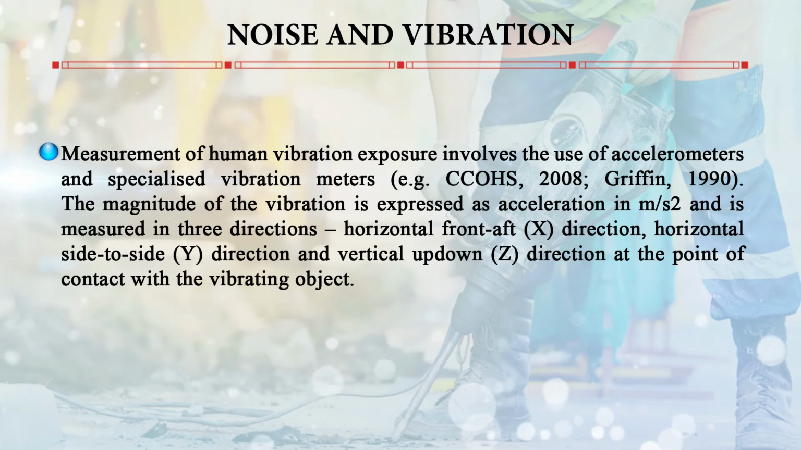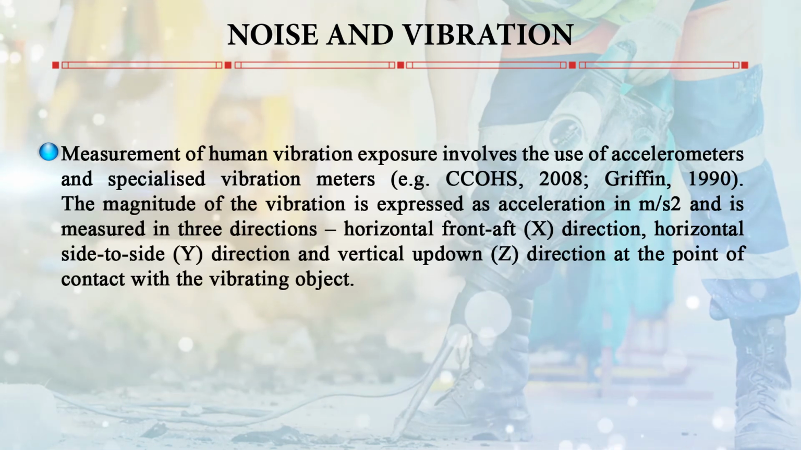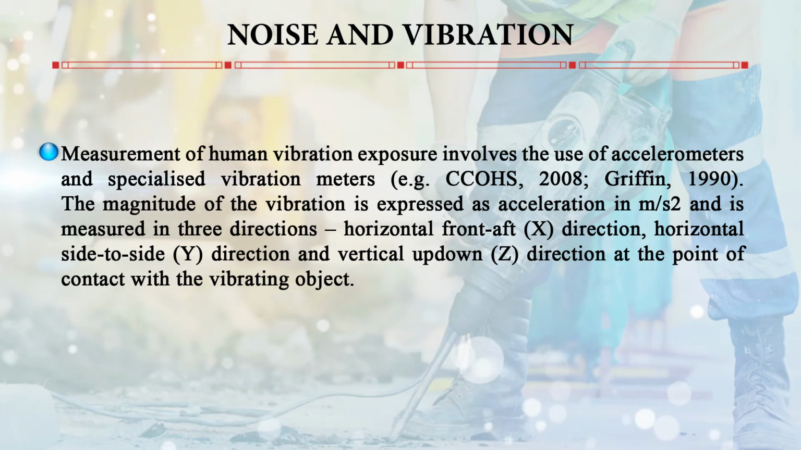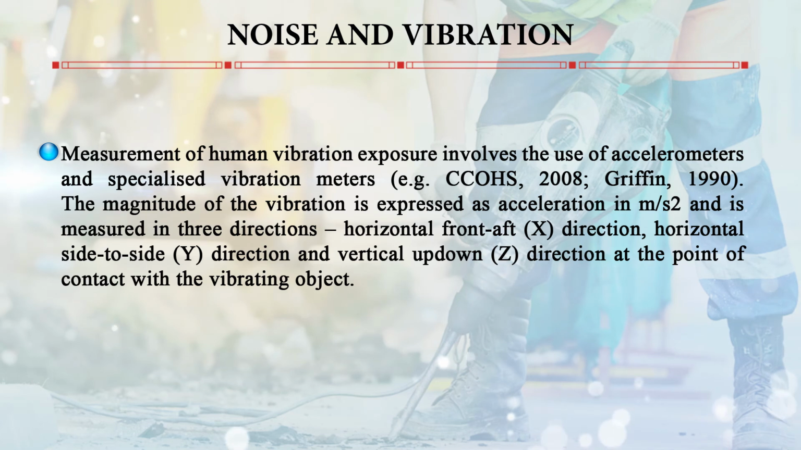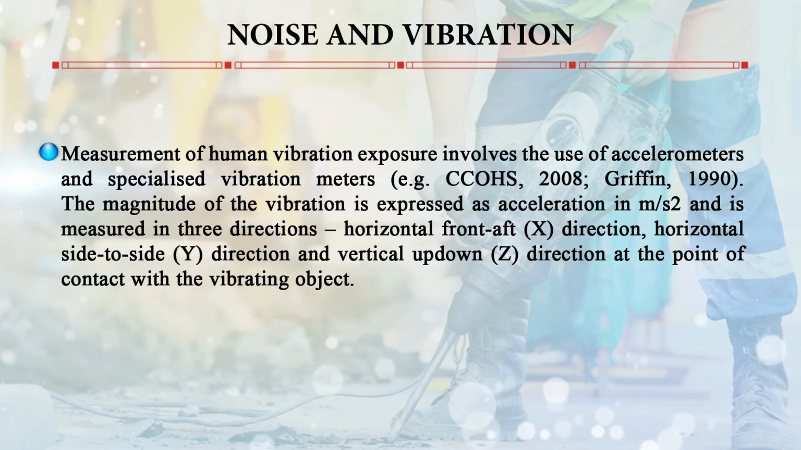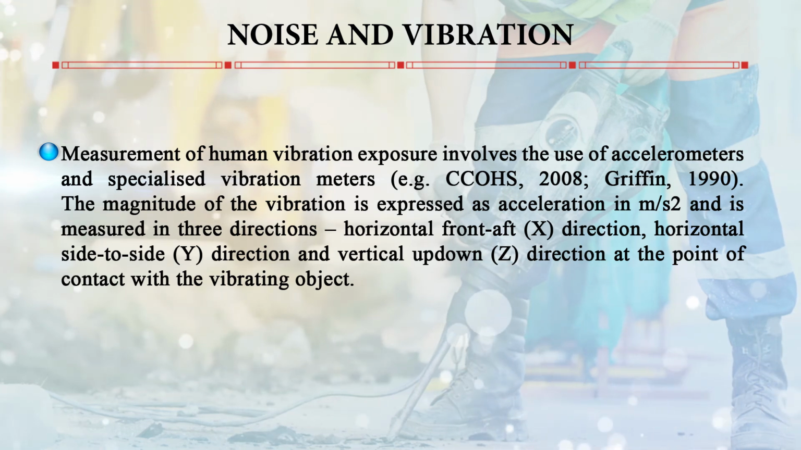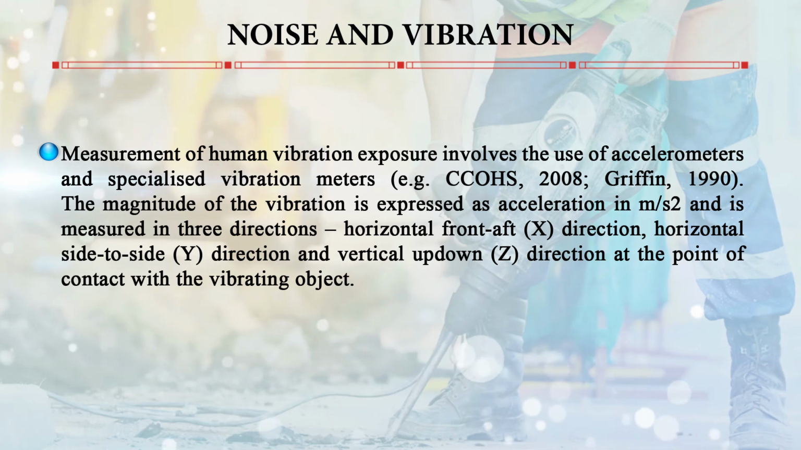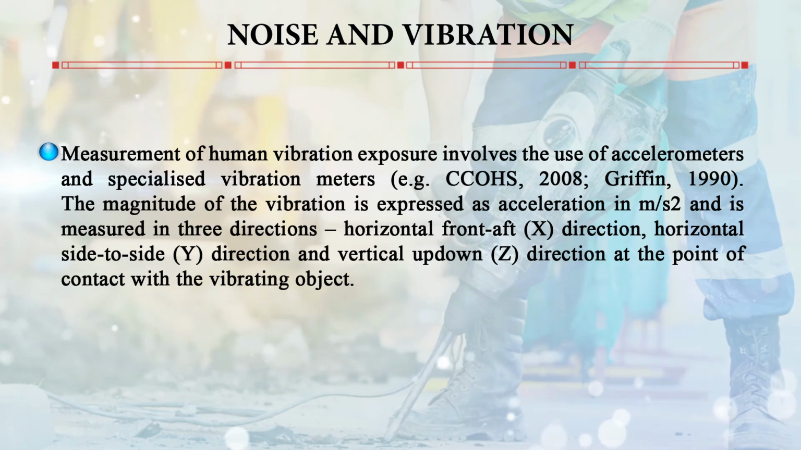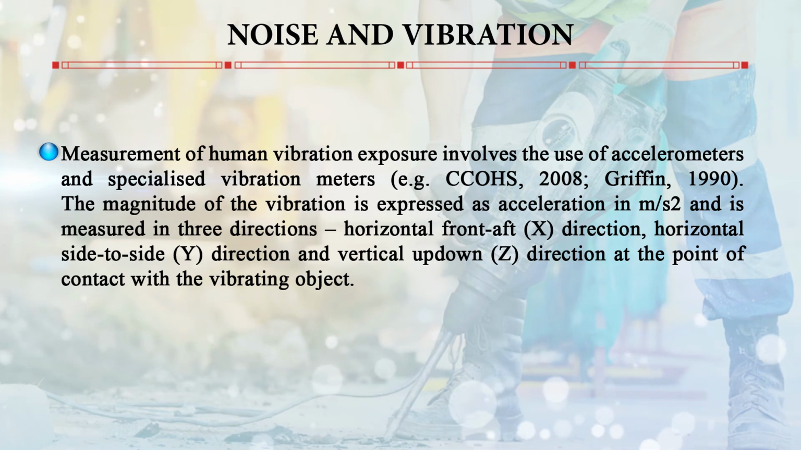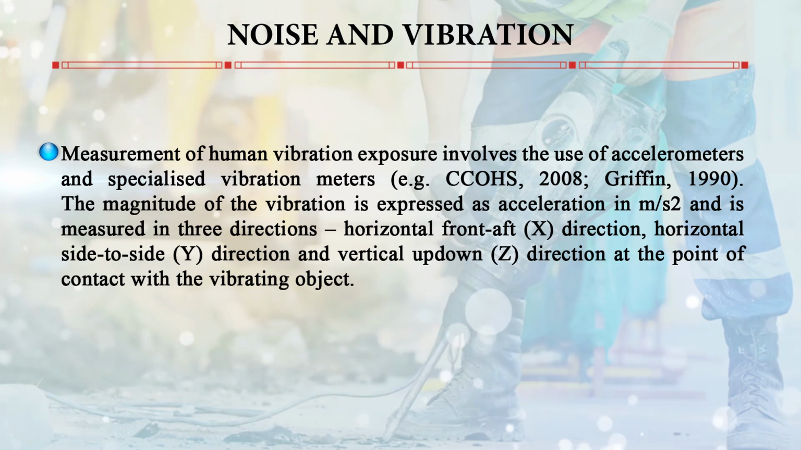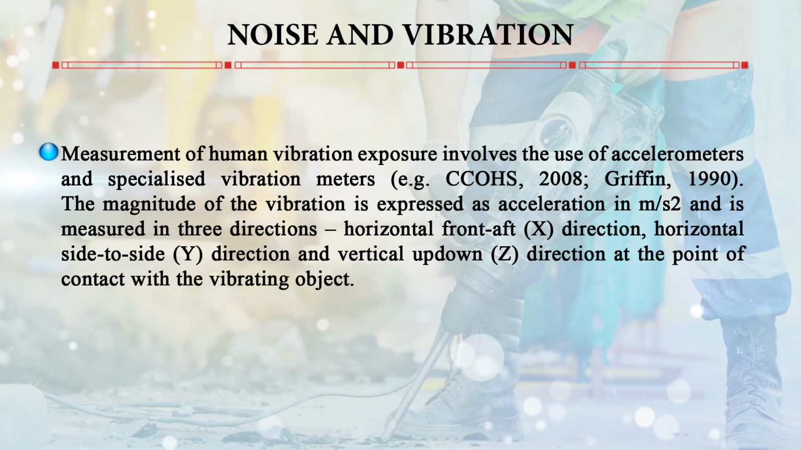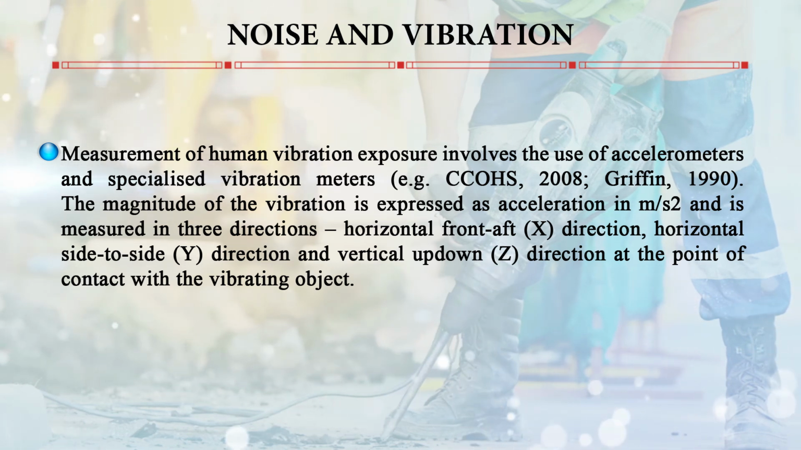Measurement of human vibration exposure involves the use of accelerometers and specialized vibration meters. The magnitude of vibration is normally expressed as an acceleration in meters per second squared, and it is also measured in 3 directions, that is the horizontal front-back direction, the horizontal side-to-side direction, and the vertical up-down direction at the point of contact with the vibrating object.